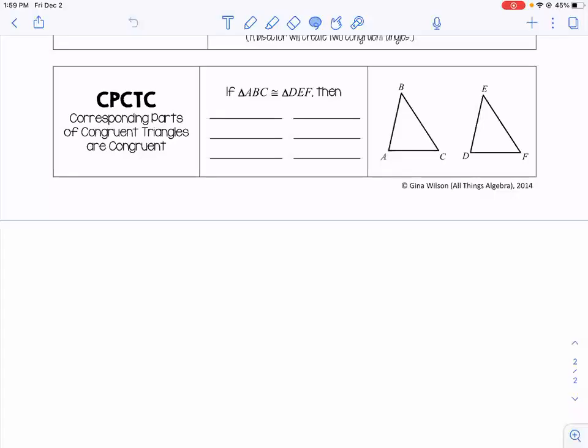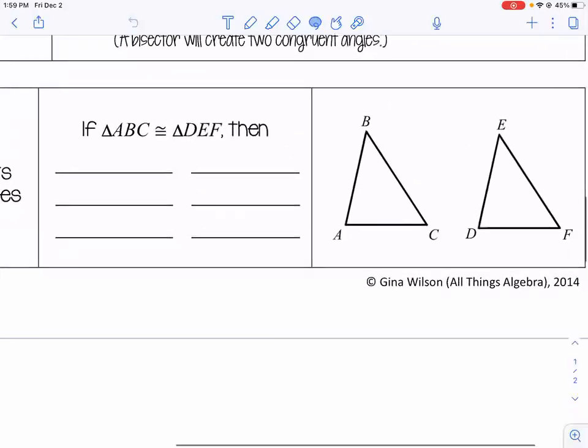I want to establish something. If I know that these two triangles are congruent, if ABC is congruent to DEF, then what do I know about side AB? Raise your hand. What do I know about side AB, Emily?